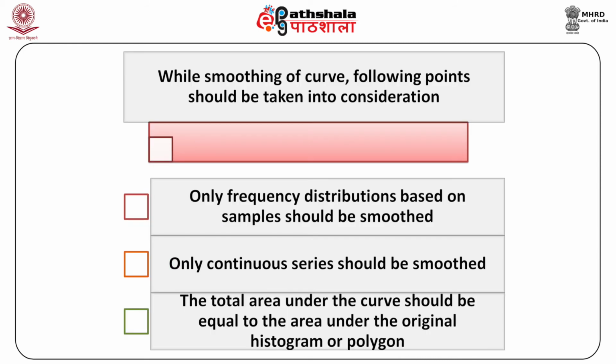While smoothing the curve, the following points should be taken into consideration. Only frequency distributions based on samples should be smoothed. Only continuous series should be made smooth. The total area under the curve should be equal to the area under the original histogram or polygon.